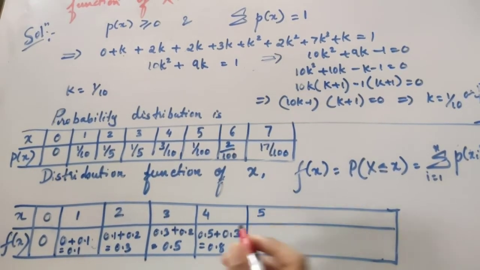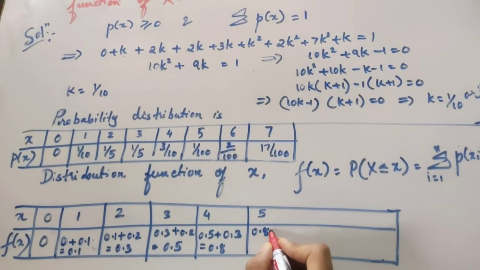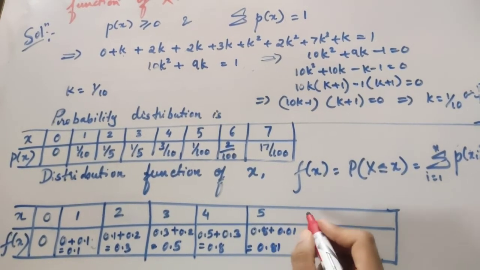So 0.5 plus 0.3, that is 0.8. Now for 5, it's 0.01. 0.01 plus 0.8. So it is 0.8 plus 0.01, which will be 0.81.